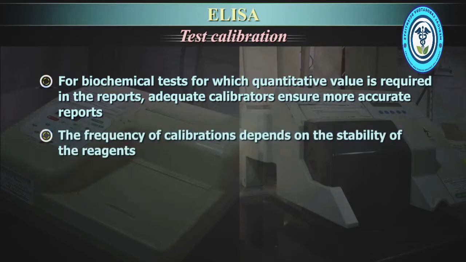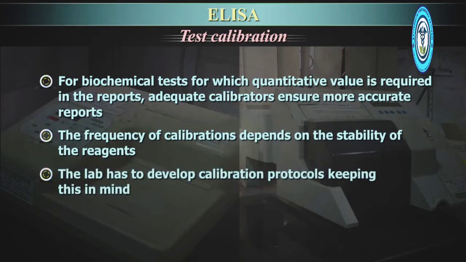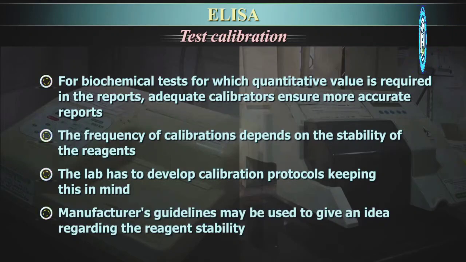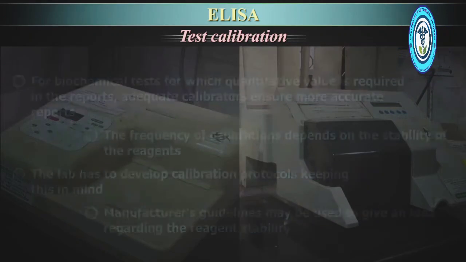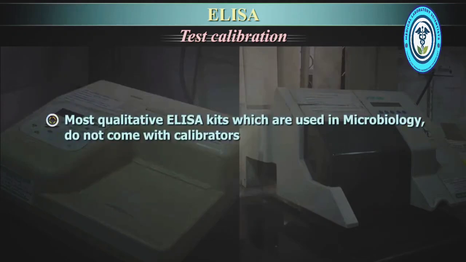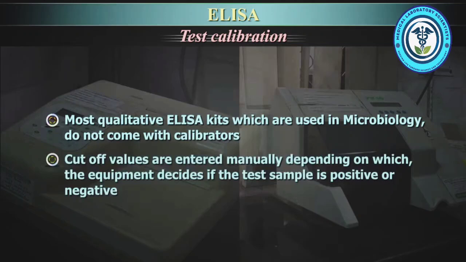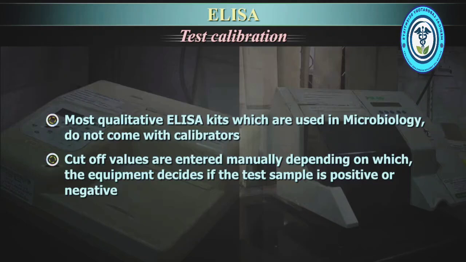The frequency of calibrations depends on the stability of the reagents. The lab has to develop calibration protocols keeping this in mind. Manufacturers' guidelines may be used to give an idea regarding the reagent stability. Most qualitative ELISA kits which are used in microbiology do not come with calibrators. Cutoff values are entered manually, depending on which the equipment decides if the test sample is positive or negative.